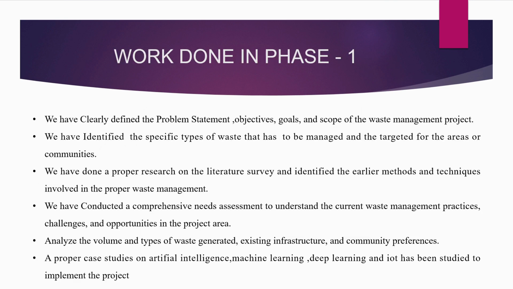The next, you need to mention the work done in phase 1 and the work done in phase 2. The work done means we have defined the problem statement, the objectives, the goal, and the scope of the waste management. What is the main special thing that we have done in the project compared to the existing methods? Basically, we are trying to increase the accuracy of the system.